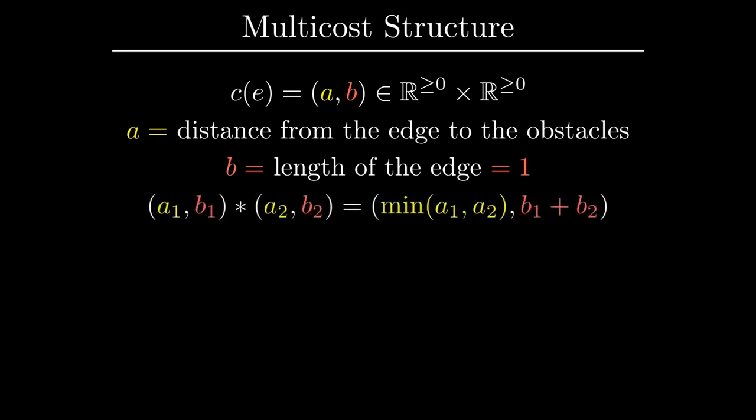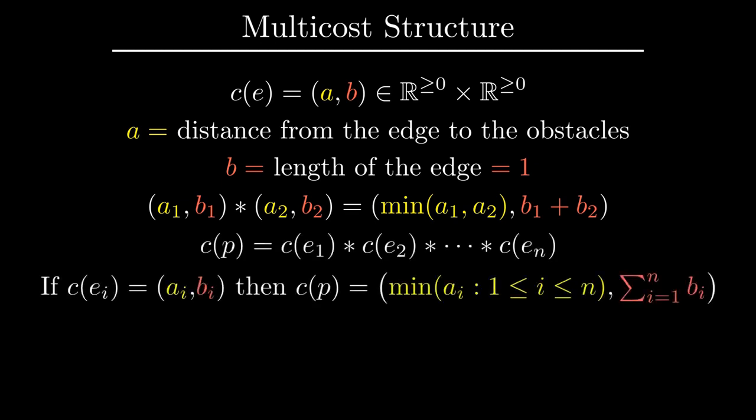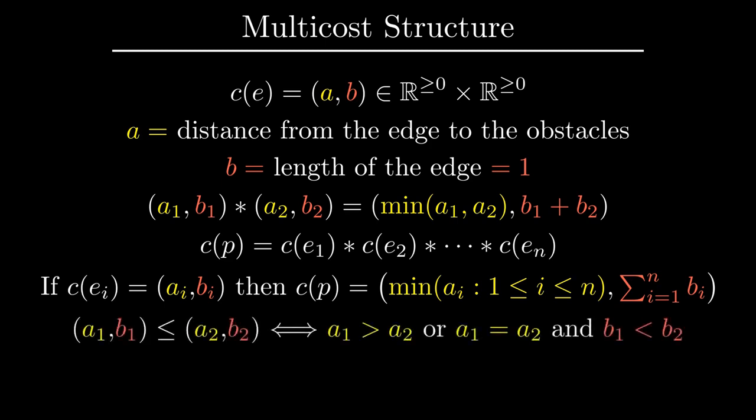In order to define the cost of a path, we need to define a composition operation, which here takes the minimum of the first components and sums the second components. The cost of a path then becomes as follows. The first component is the minimal distance to obstacles, and the second component is the length of the path. Finally, we define an ordering on pairs, which corresponds to optimal paths having the smallest cost.